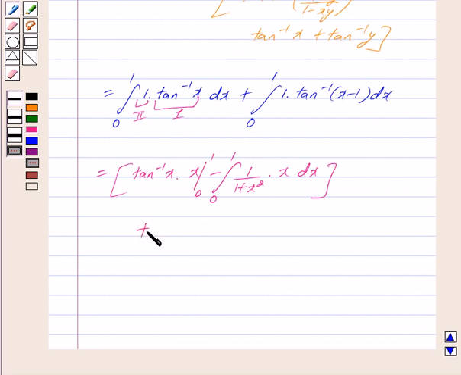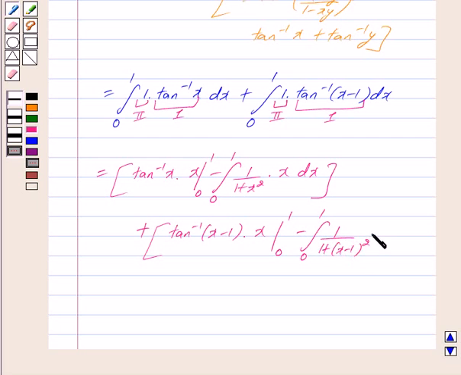Plus, here again taking tan inverse of (x minus 1) as the first function and 1 as the second function and applying integration by parts method, we get first, that is tan inverse of (x minus 1) into integration of second, so we get x, limit is from 0 to 1, minus the integral from 0 to 1 of the derivative of first, that is 1 upon 1 plus (x minus 1) whole square, into integration of second, that is x dx.